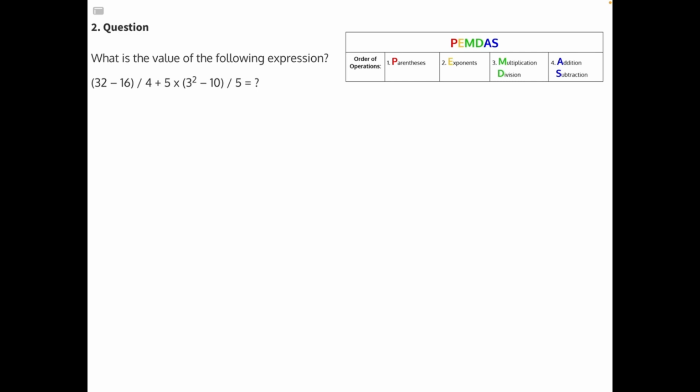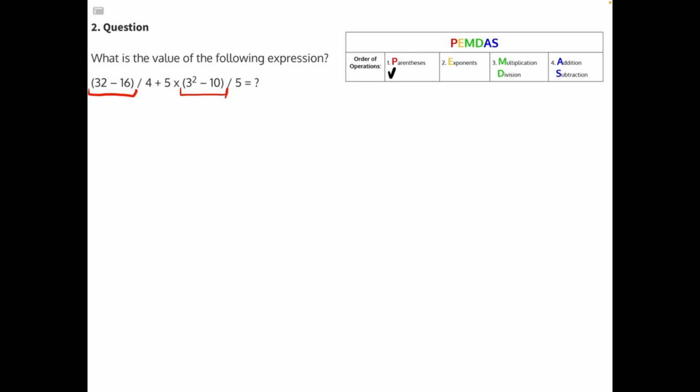What is the value of the following expression? Let's start with our first step in our order of operations, parentheses. There are two groups of parentheses in this expression, one here and one here. From left to right, let's resolve these parentheses.